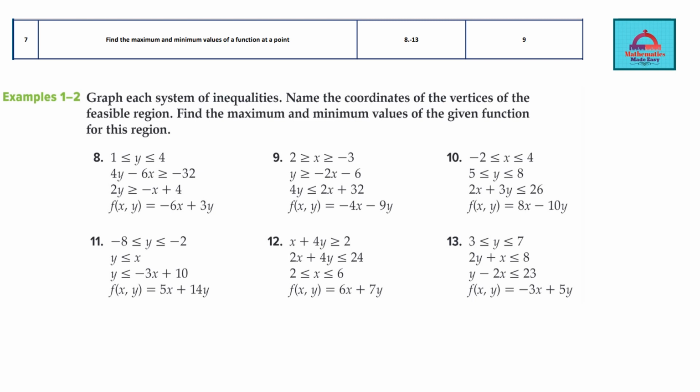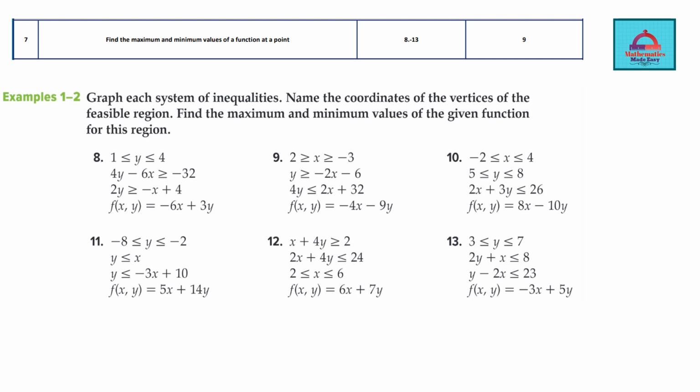So this learning objective number 7 where you find the maximum and minimum values of the function at a point will come in your ministry exam for the multiple choice question. That means you'll have to do this question quickly and there will be options. That means they are going to give you for each part, say for question 8, maybe 4 options. They will show you the feasible region, they will give you the maximum and minimum values and you have to just select the correct option.